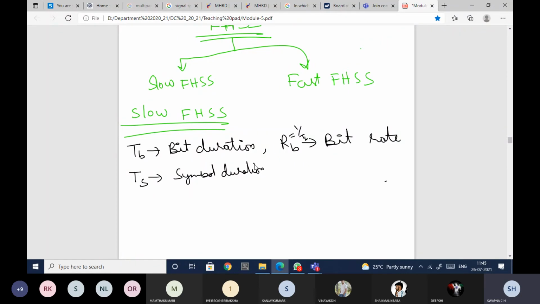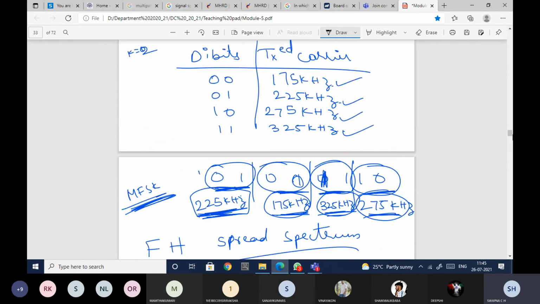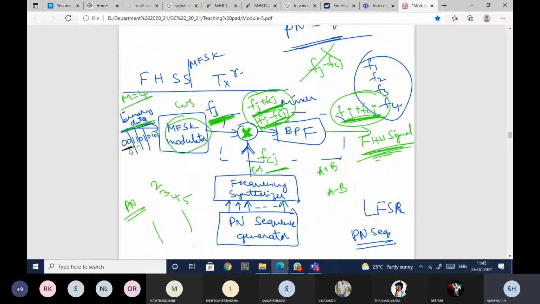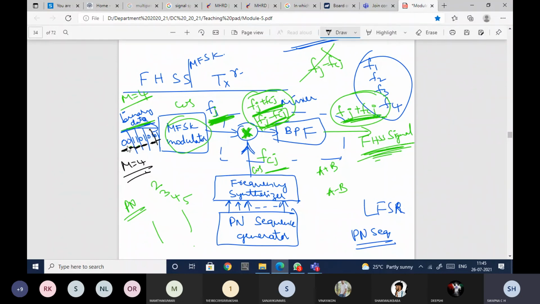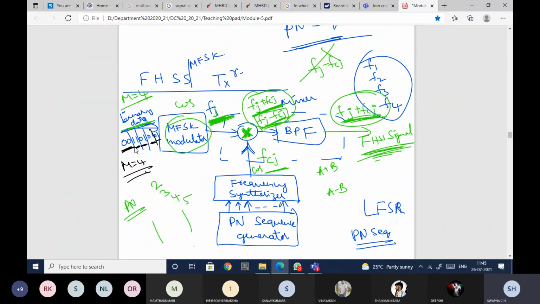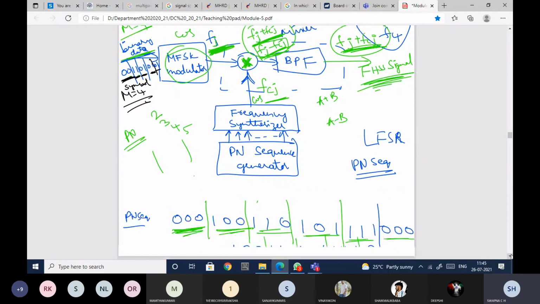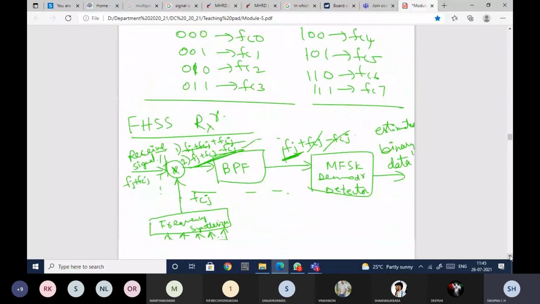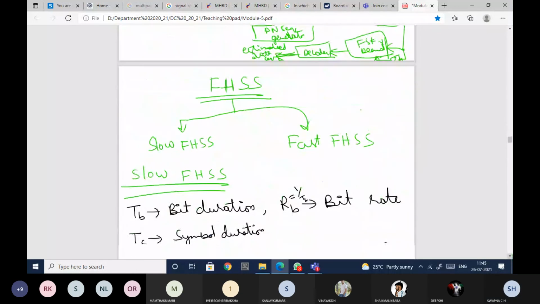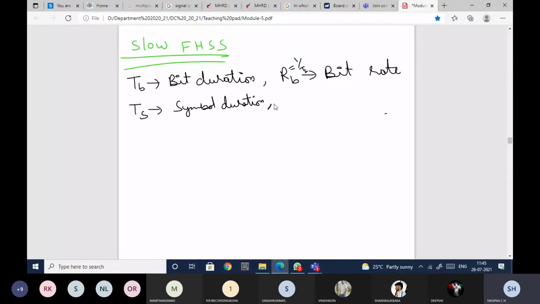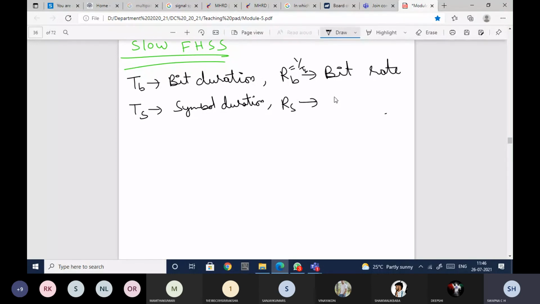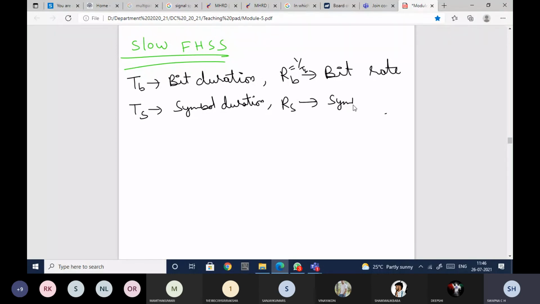If you observe in the transmitter what we are doing, the incoming data is divided into two bits if M is equal to 4. Here we are taking two bits together, so this complete thing is nothing but a symbol. You are all aware of this. Anyway, I'm just giving you some hint to recall. Symbol duration, and RS is nothing but the symbol rate.